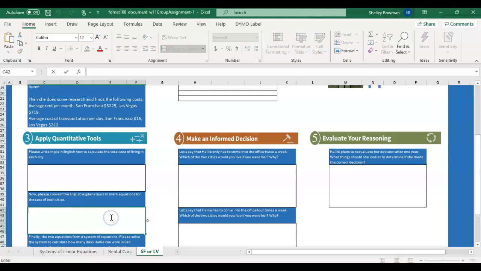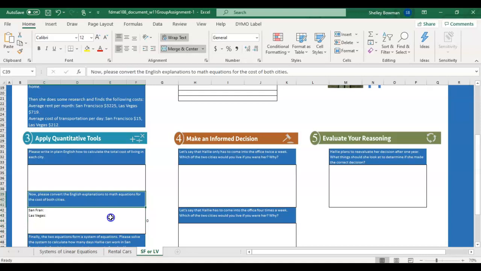So the first thing we're going to do is go through San Fran, and then I'm going to press Alt-Enter, or Option-Enter for a Mac, to go down to the next line, and this one is Las Vegas. Okay, so for the cost for San Francisco, we have $3,225 in rent, but we also have the transportation, and that is $15 per day. So we're going to multiply that by day, and this will give us the total cost that we're looking for. So I'm going to put cost.